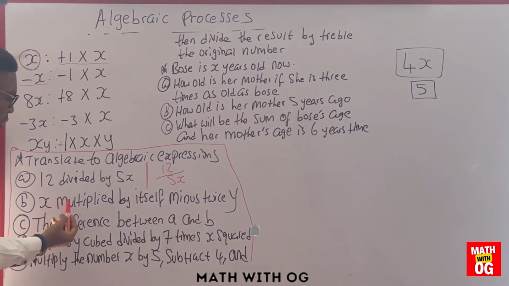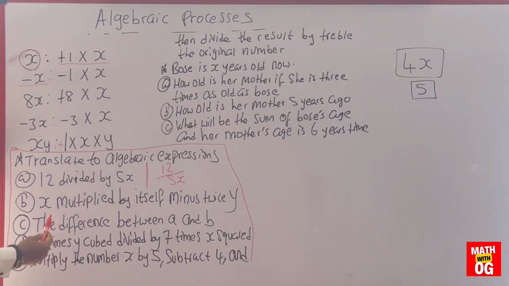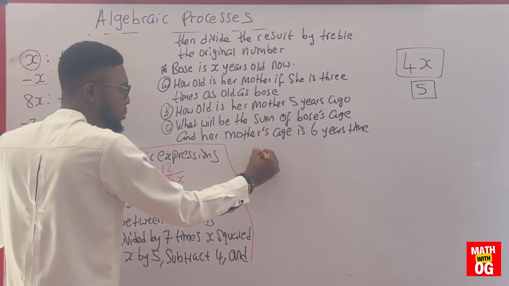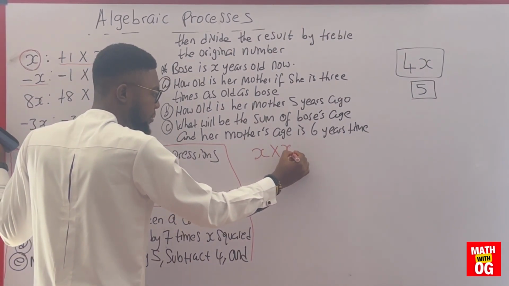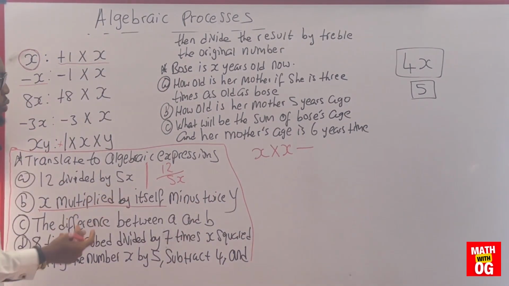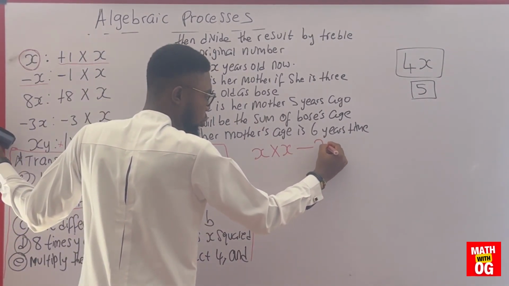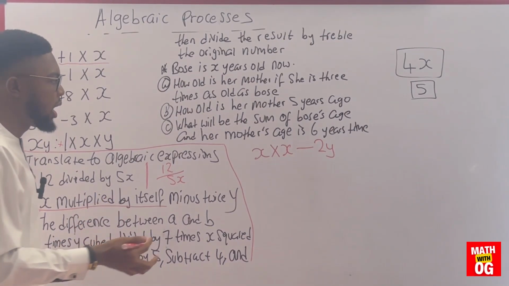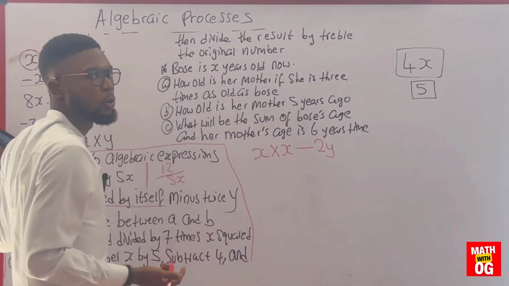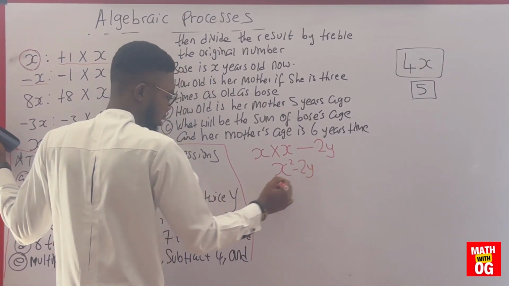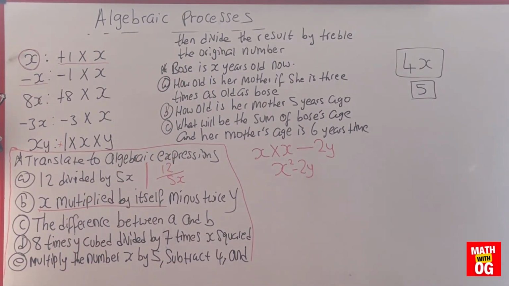Now the next statement, x multiplied by itself minus twice y. So let's multiply x by itself. Multiplying x by itself simply means x multiplied by x. Now we are asked to subtract twice y. Twice simply means 2 times y, so minus 2y. Now what is x times x? We all know that it is x squared. And we have to do this first before we subtract, because we have to obey BODMAS. So this will give me x squared minus 2y. So that is this in its algebraic expression.